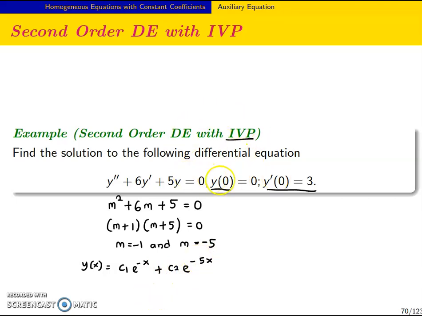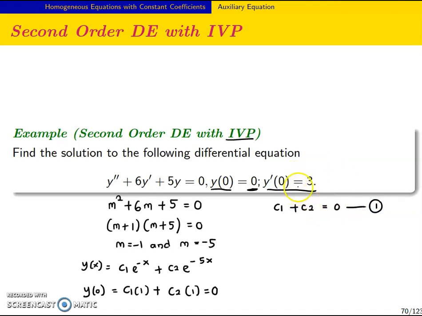Put in the first condition, y(0) equals 0. So we have y(0): c1 e to the power of 0, which is 1, plus c2 e to the power of 0, which is also 1, equals 0. So we have c1 plus c2 equals 0. This is the first equation here.